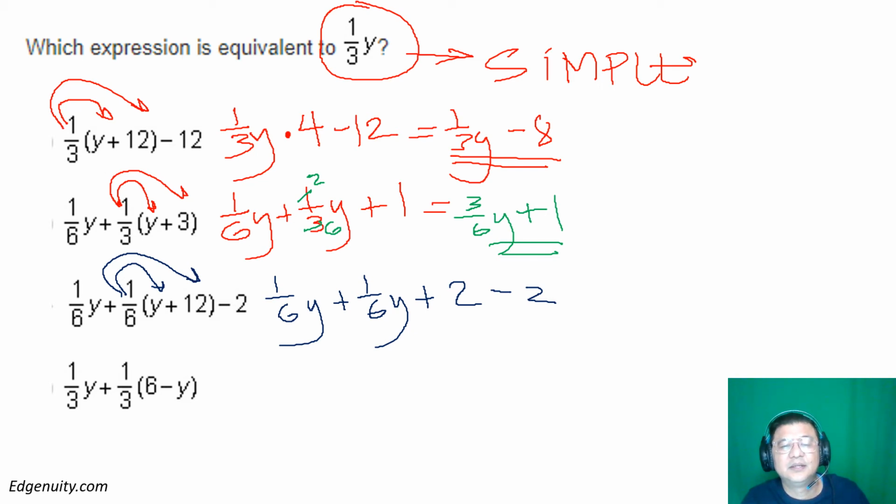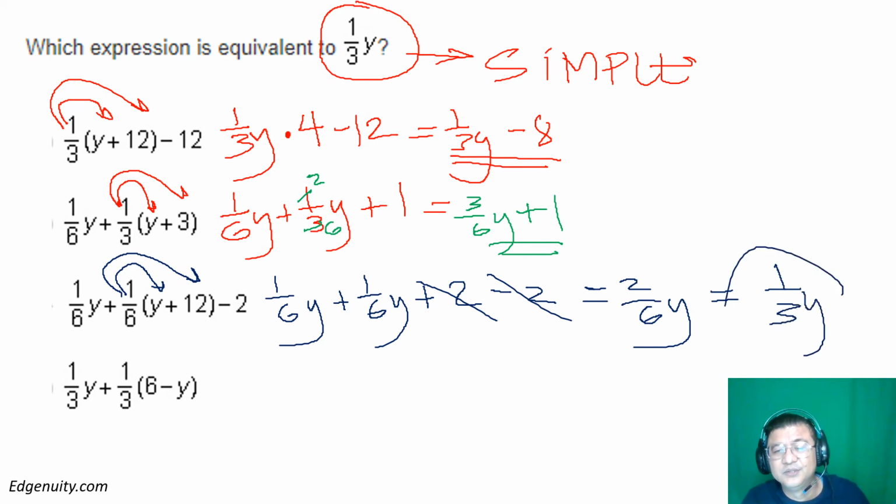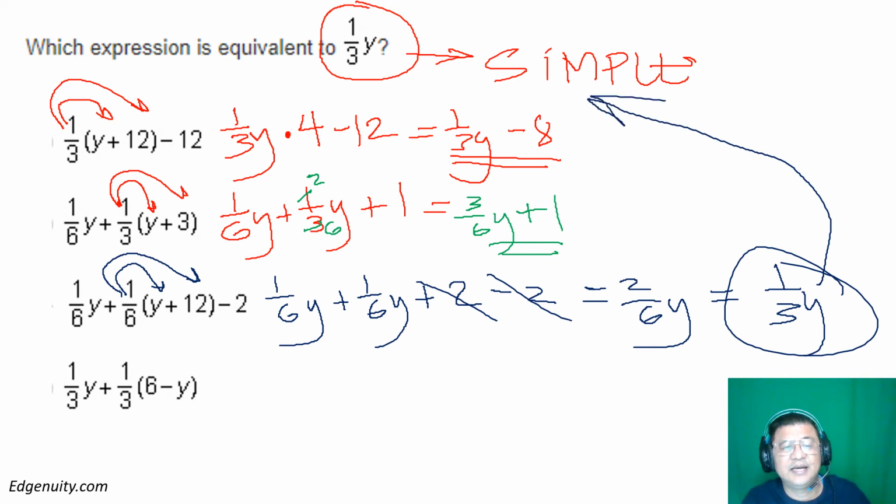1/6 plus 1/6 is 2/6. 2/6 y. These two will cancel out. There's no more variable, there's no more constant. But is 2/6 equal to the original? Yes, the lowest terms is 1/3. So I can stop now and definitely choose that as my answer. Okay? All of this. Easy, right?